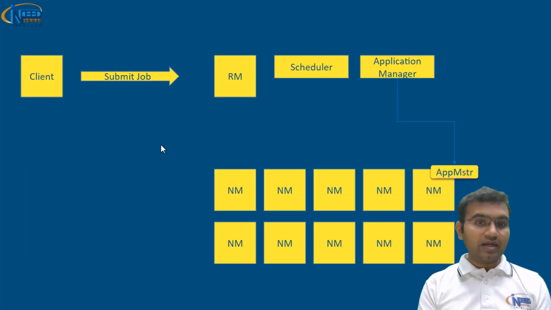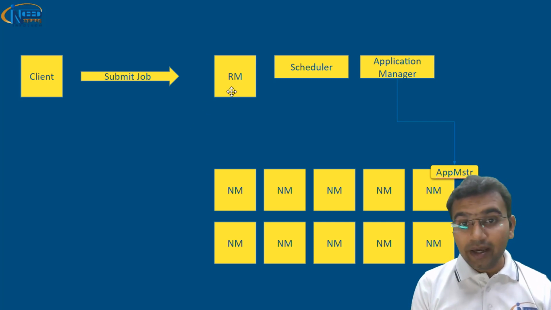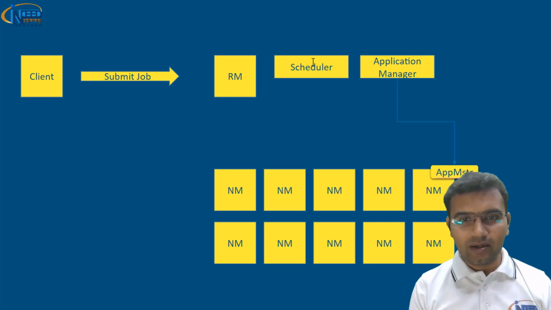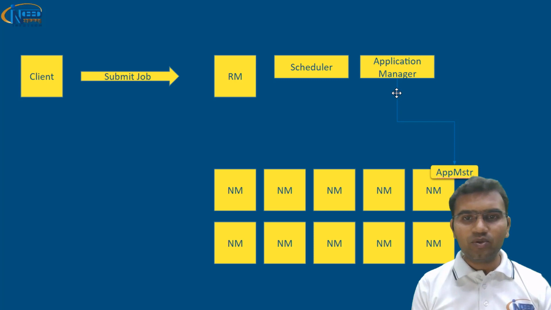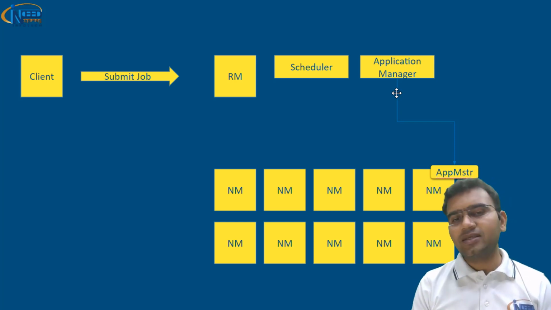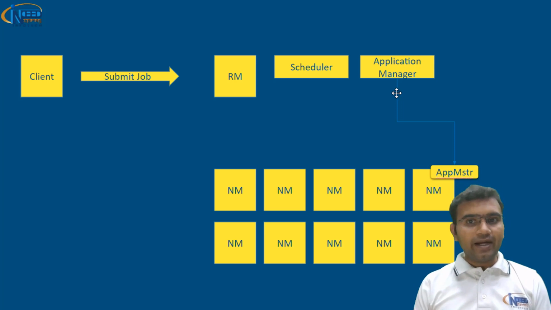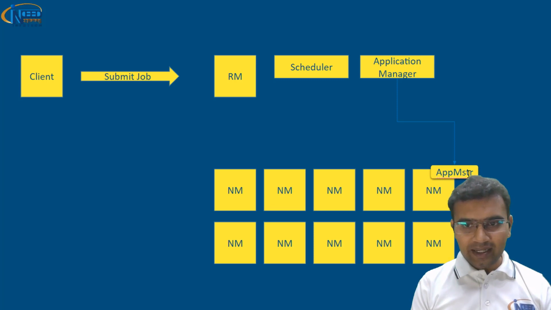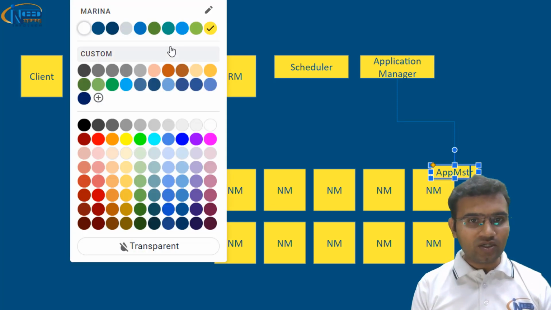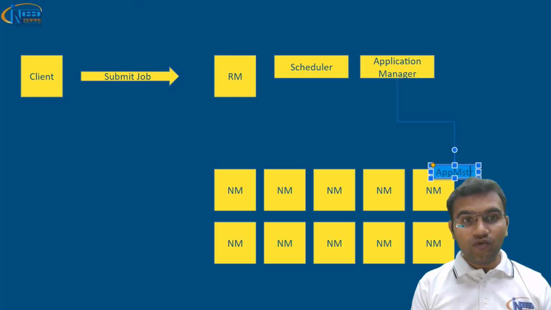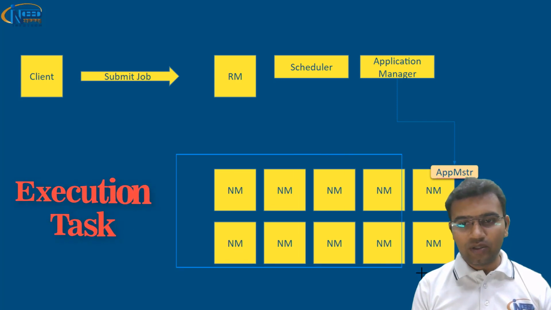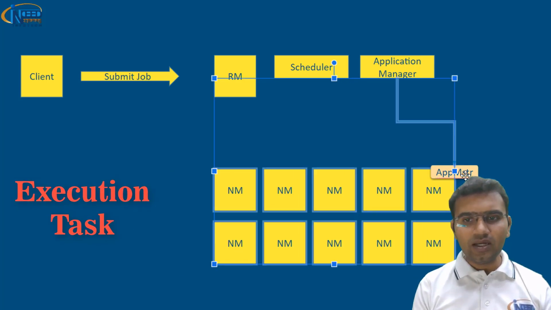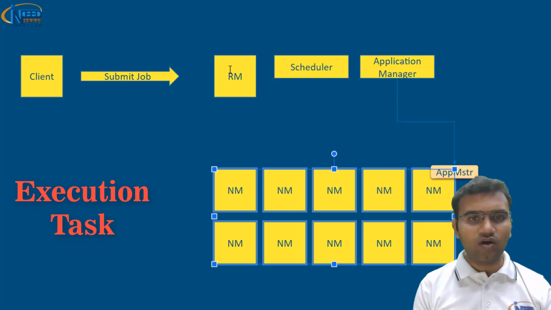When the client submits a job, the resource manager has two important components: one is the scheduler and the other is the application manager. The scheduler helps in scheduling the job and the subtasks, and the application manager is the component which initiates one application master. This application master gets initiated inside one node manager, because a node manager is responsible for running the slave tasks, the actual execution tasks.